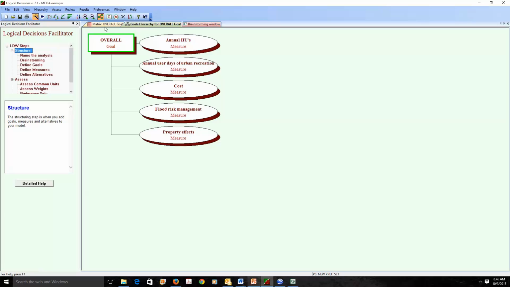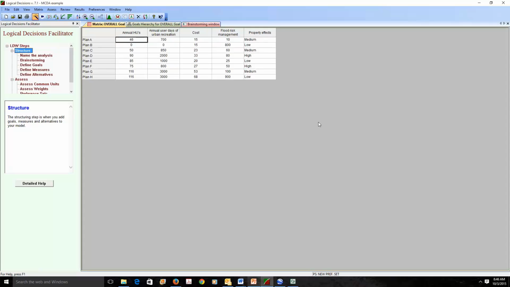So I'm going to show you the data. Here are the data, plans A through H, as you can see here, and these were the values. There are quantitative data for 4 of the criteria, and the property effects would be high, medium, or low, where the effects would be positive. So high would be a positive effect on property values, increasing property values.